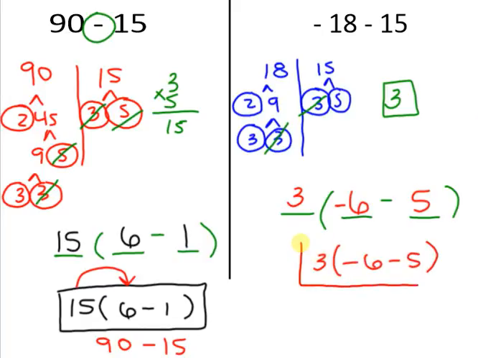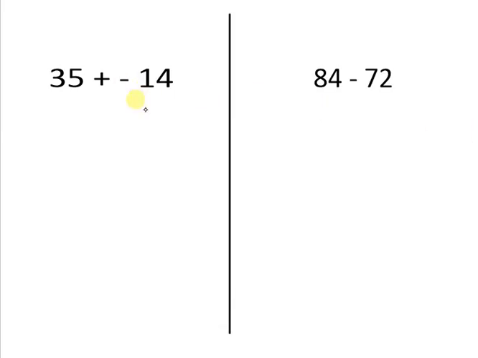Box it off there. And then check your work by redistributing it back. So 3 times negative 6 is negative 18, minus 3 times 5 is 15. That's how you check your answer. Alright, let's do these two here.